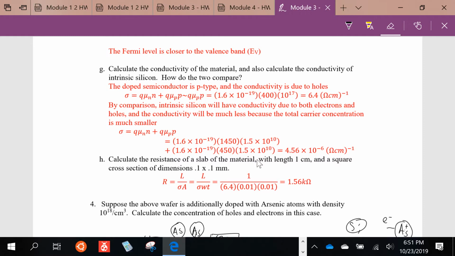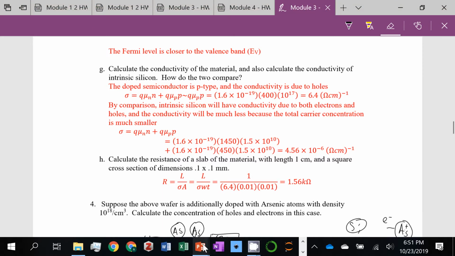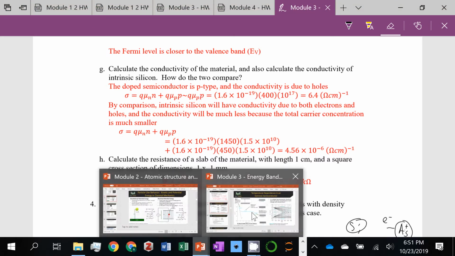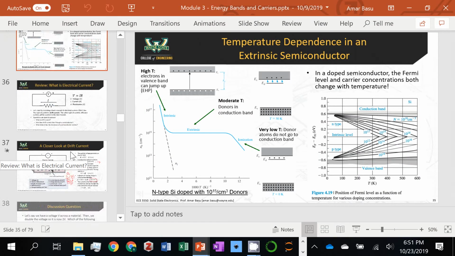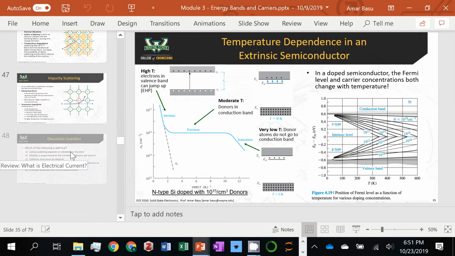Because it's mostly 400. Here's the thing. I'm going to give you a chart of doping versus mobility, and you've seen this chart in your notes. Can you show us how to utilize that chart again? Yeah, I can do that.